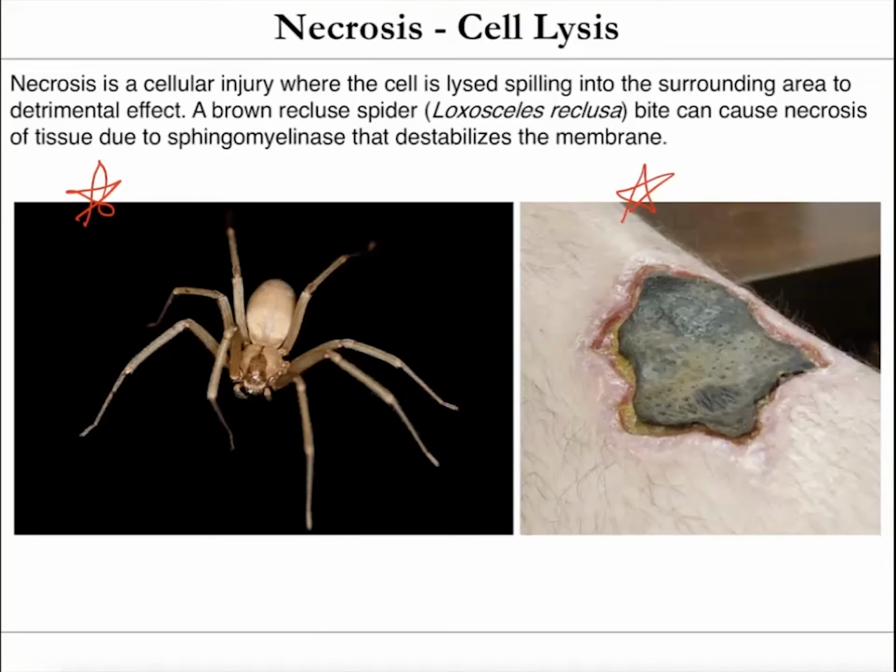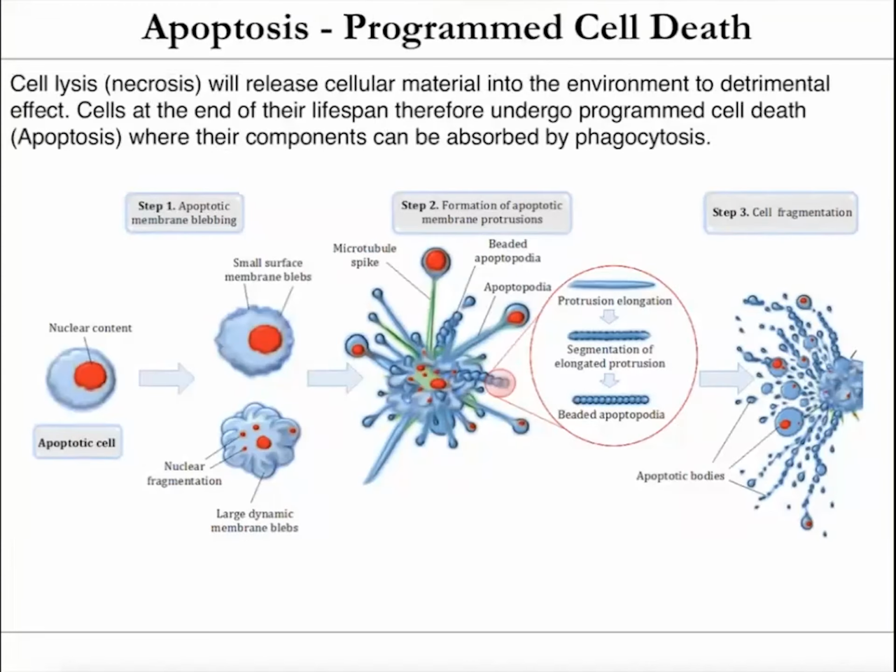Because they can cause terrible injury, that is where this injury on the right came from. This happens from necrosis, which is when your cells, like I said, lyse and spill their contents into the surrounding area and can cause these sorts of injuries. Now, the better way for a cell to end its life is through a process called apoptosis, which is programmed cell death. This is a really interesting feature of multicellular organisms, and it's involved in development and just the normal processes in your body.